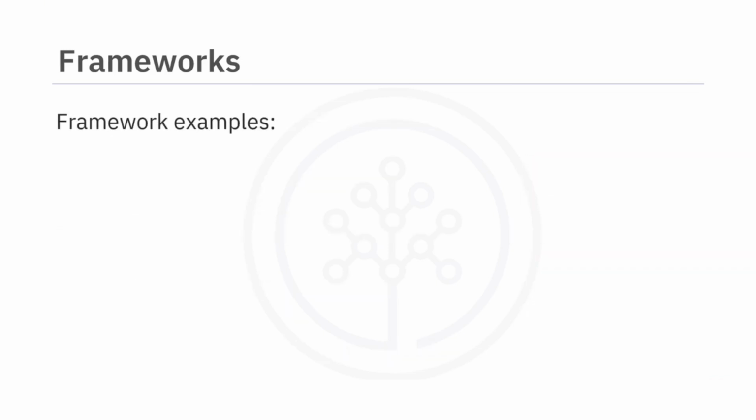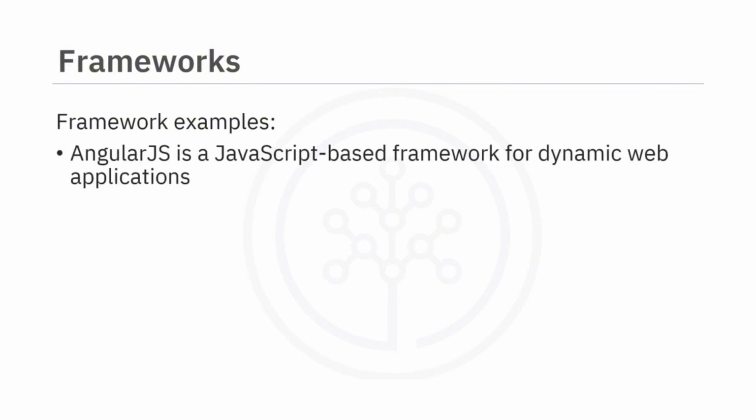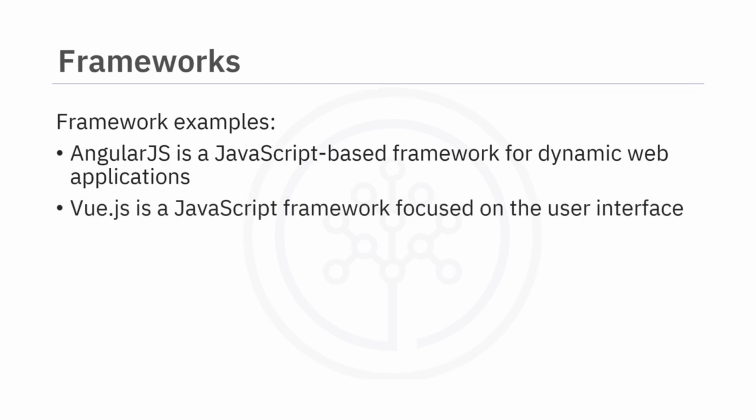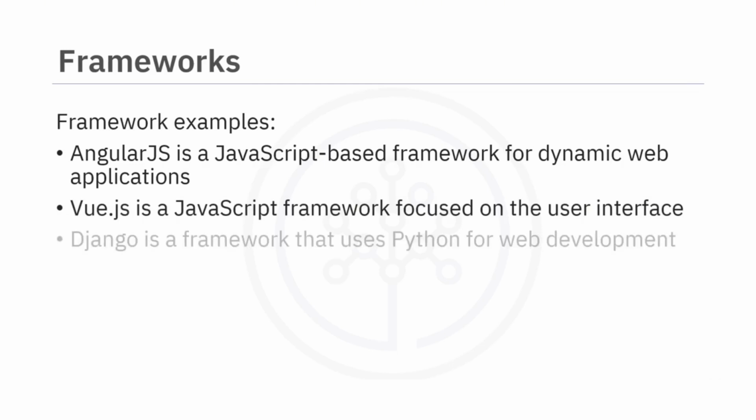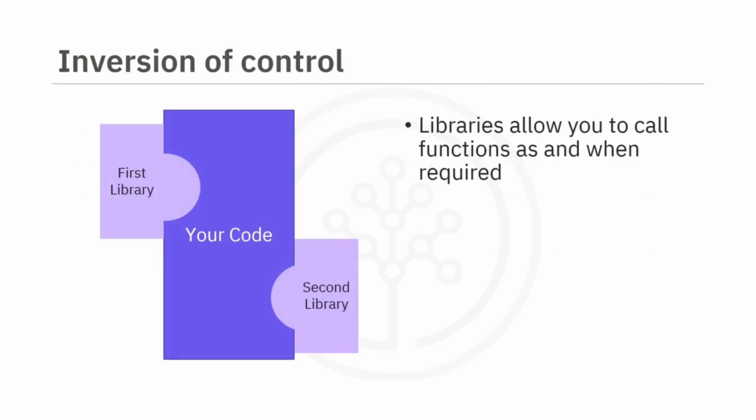Here are some examples of frameworks. AngularJS is a JavaScript-based framework for dynamic web applications. Vue.js is a JavaScript framework focused on the user interface. Django is a framework that uses Python for web development. Frameworks define the workflow that you must follow, unlike libraries, which allow you to call functions as and when required.